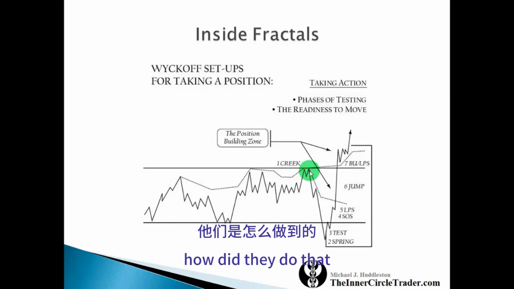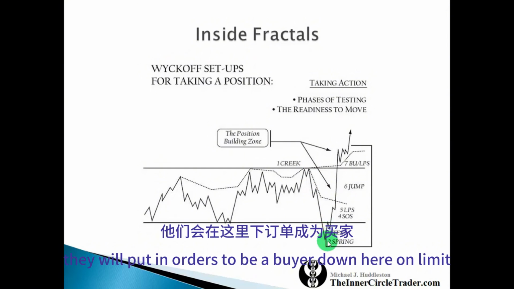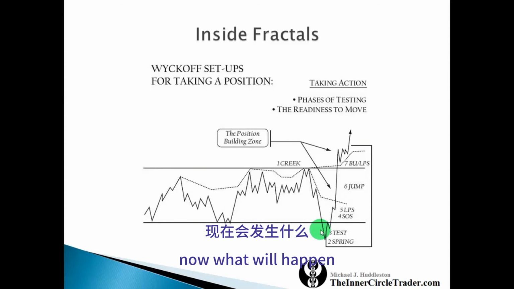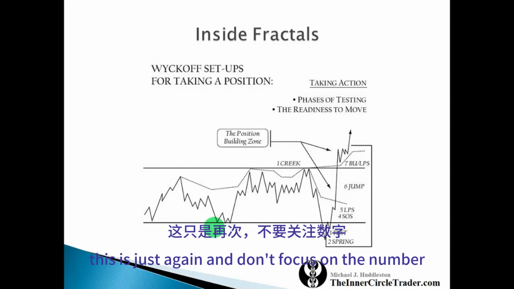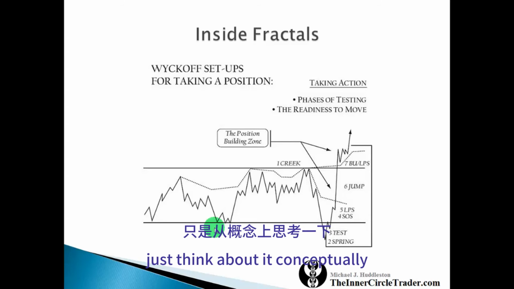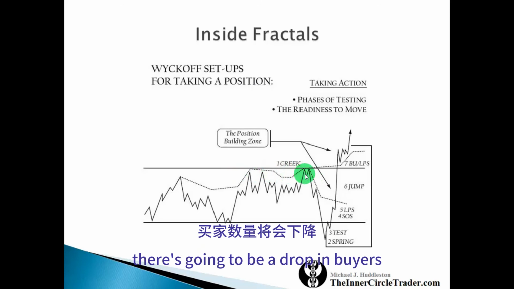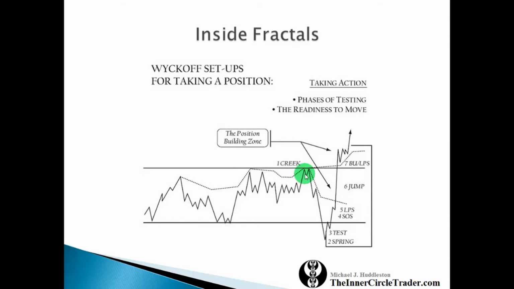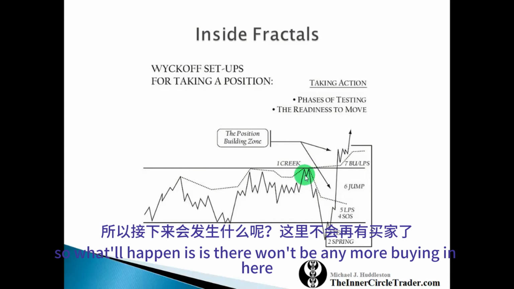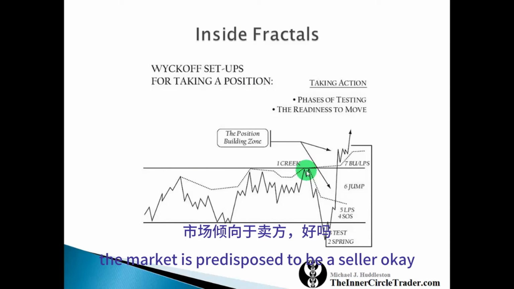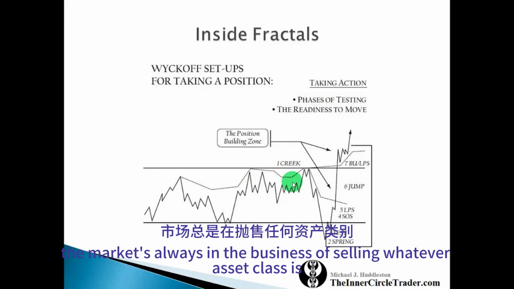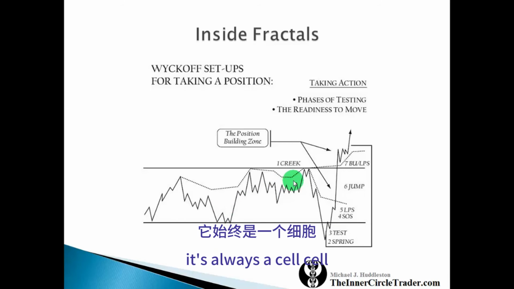How did they do that? They will put in orders to be a buyer down here on limit. Now what will happen? You have $1 million. Again, don't focus on the number, just think about it conceptually. The market is already at the top of the range in here. There's going to be a drop in buyers. So what will happen is there won't be any more buying in here. The market is predisposed to be a seller. Okay, the market's always in the business of selling. Whatever asset class it is, it's always a sell, sell, sell market.